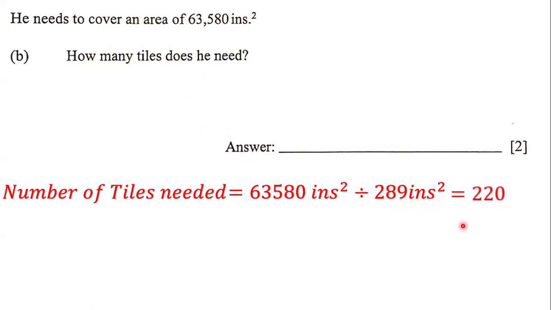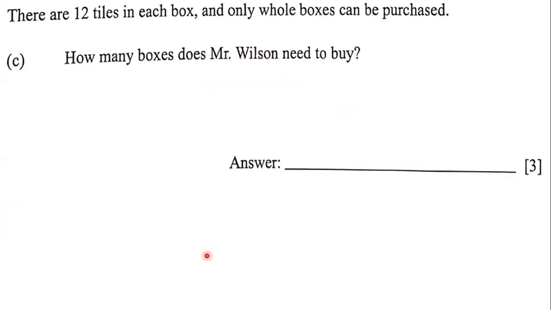And when we divide it, we get 220. And so that means that the number of tiles that he needs is going to be 220 tiles. So we need 220 tiles in order to cover an area of 63,580 inches squared.